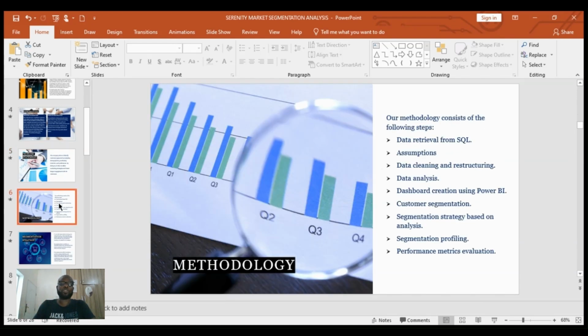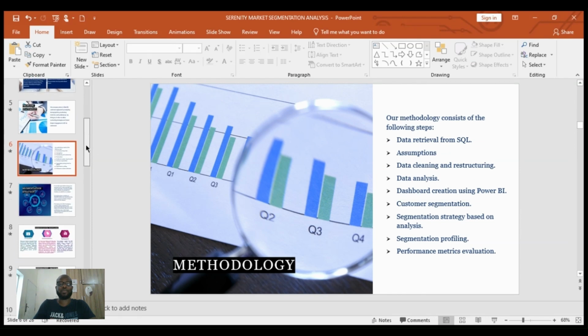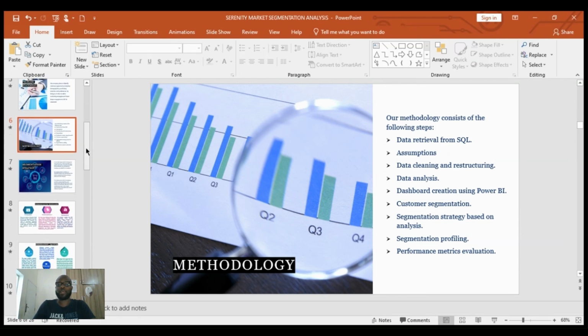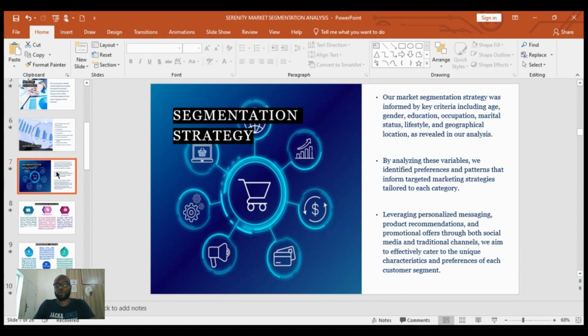The methodology we have adopted in solving the problem that has been presented to us is extracting data from SQL, making assumptions on those data, cleaning up the data, analyzing the data, creating a dashboard, and at the end of the day, coming up with recommendations and also performance metrics for the company to adopt.